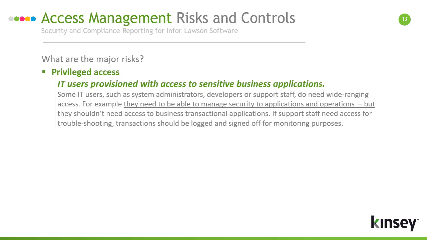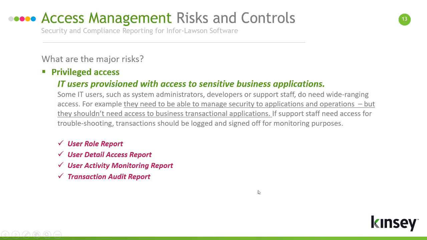So let's look at the second thing, which is privileged access. This is where we don't want IT to have too much access to the system, and if they do, because they need it for support reasons, we need to monitor what they're doing, right? They need to manage security, but they really shouldn't have access to business transactions, again, unless they have to for support. So we want to look at some reports to see what level of access they have, and then look at monitoring to see, if we give them access to, say, HR functionality, what they're doing.